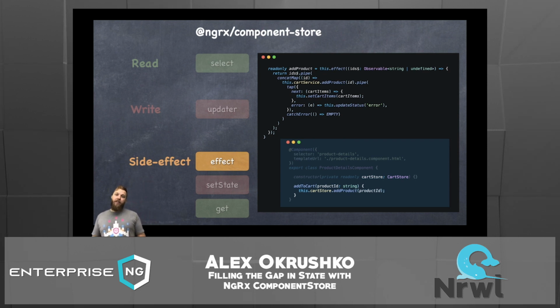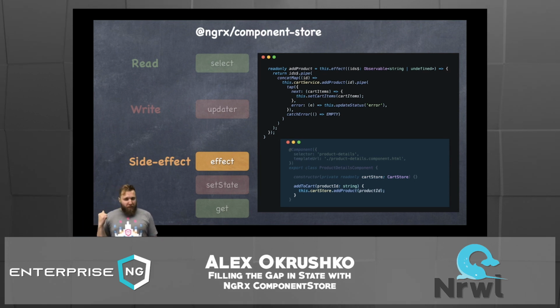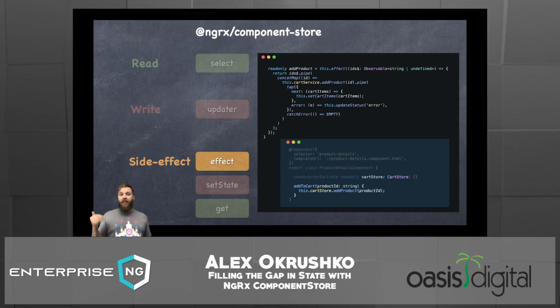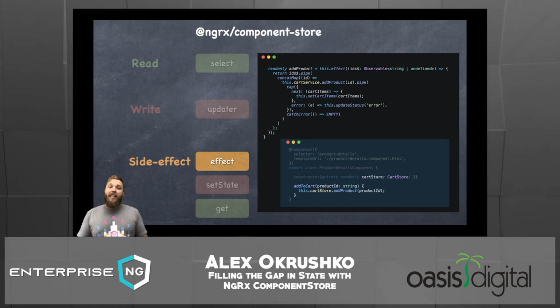So now, in our component, we'll inject this cart store, and every time we need to add a product, what we'll do is just cartStore.addProduct and the product ID. Notice our product ID is a single string, right? And what we had instead there was an observable of IDs. And this is the beauty of side effects, or effects, is that we can really control how we handle this.